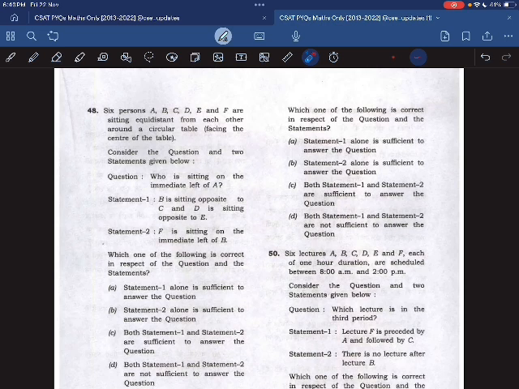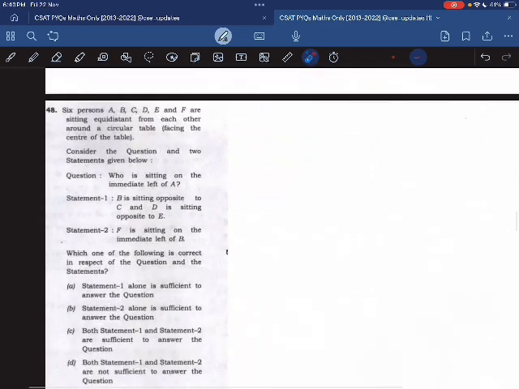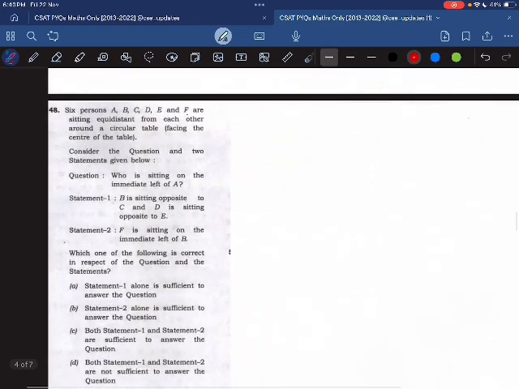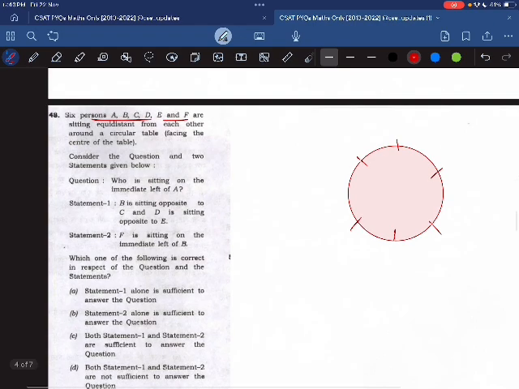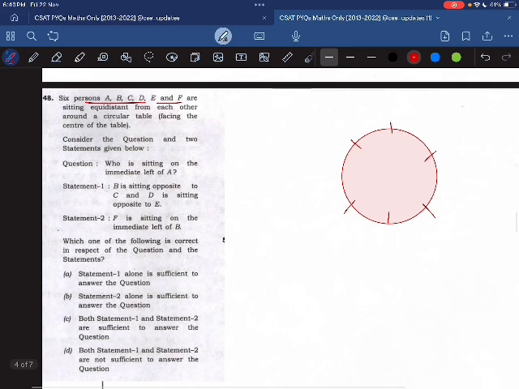Okay, so now we are going to solve question 48. It says that there are 6 persons A, B, C, D, E, F sitting equidistant from each other around a circular table. So suppose this is the circular table, and these are the 6 persons sitting equidistant from each other around it. We have to find the solution of this question.